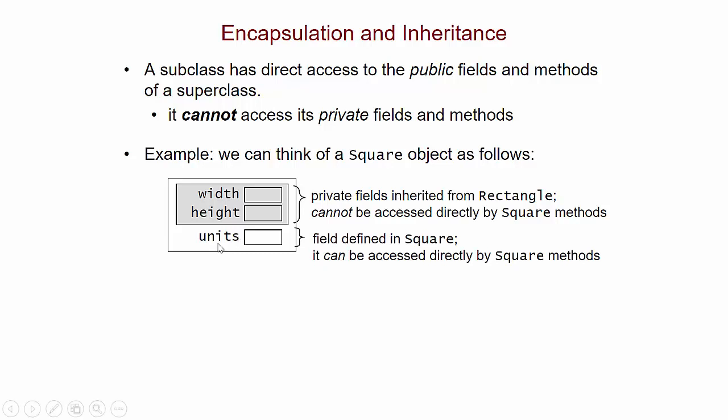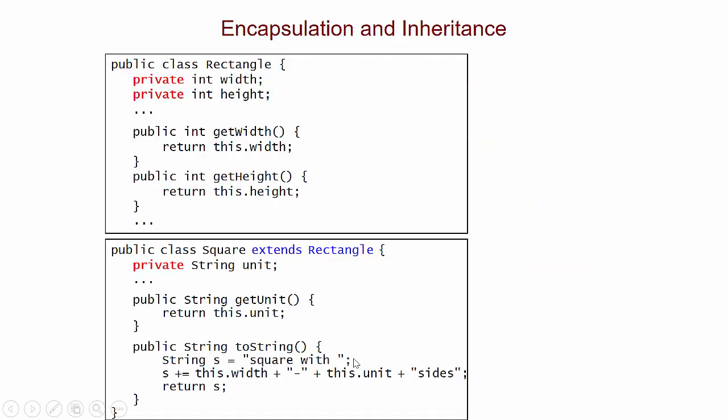The field called units, on the other hand, can be accessed by square methods because that's a field of the class itself. That field is defined in the square class, so even though it's private, it can be accessed by methods from the square class. So what does that mean for our toString method? It means that this direct access to the inherited width field is a problem. And that's because width is from this other class and it's private. So even though it's the superclass, it's a different class and we cannot access its private fields.